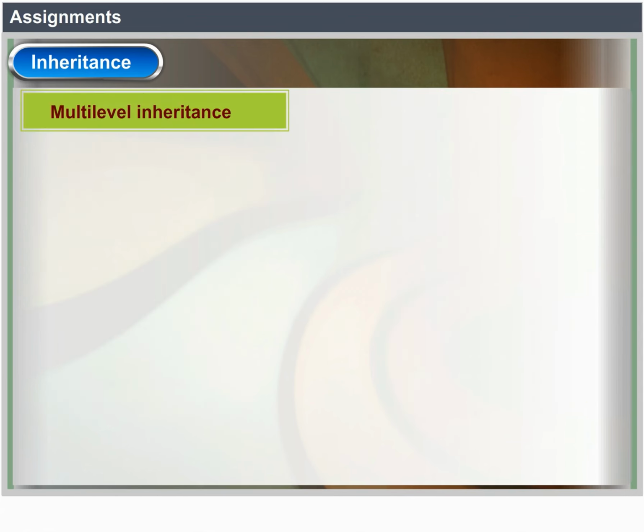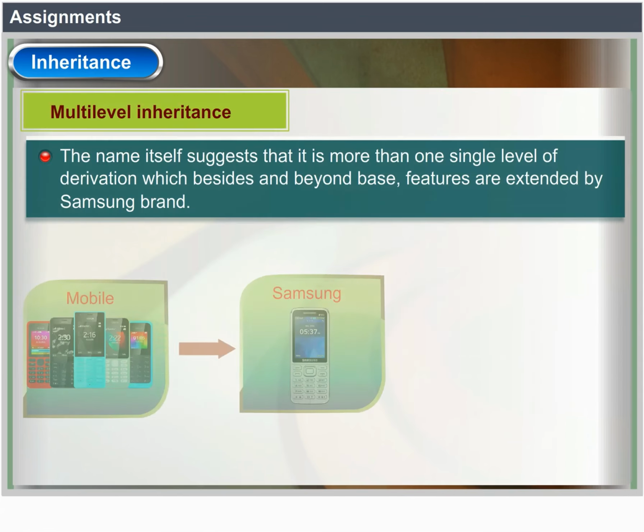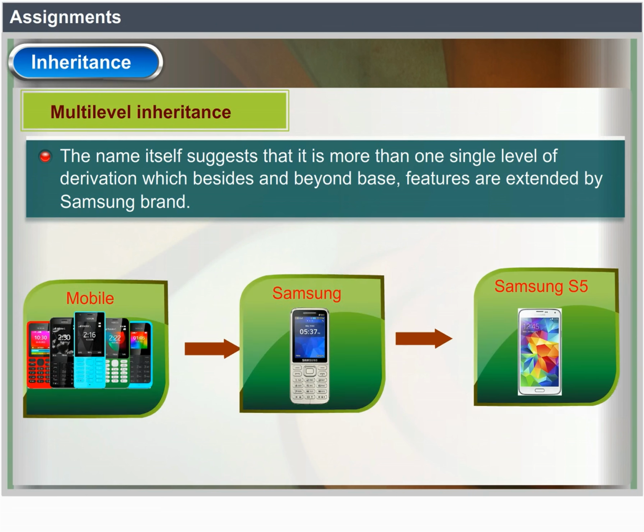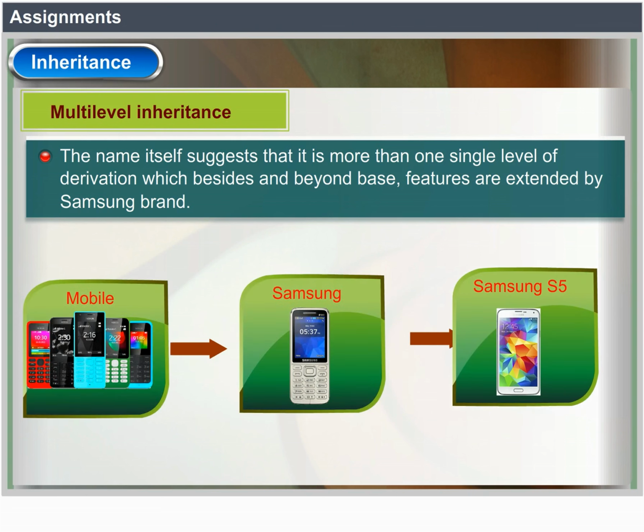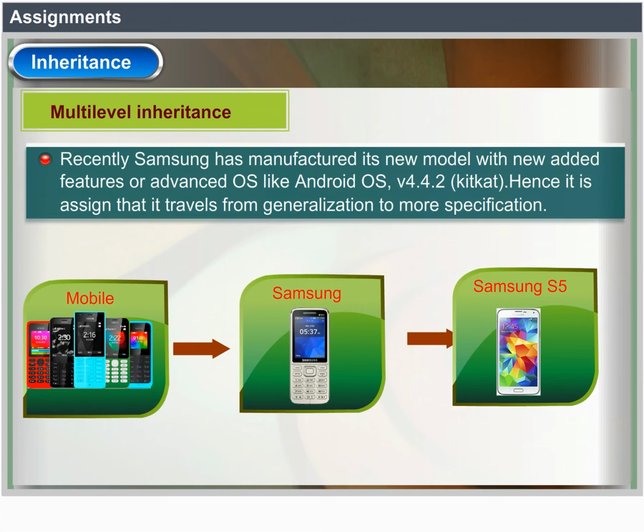Multi-level inheritance. The name itself suggests that there is more than a single level of derivation, where base features are extended beyond by the Samsung brand. Recently, Samsung has manufactured its new model with new added features or an advanced OS like Android OS version 4.4.2 KitKat. Hence, it travels from generalization to more specification.